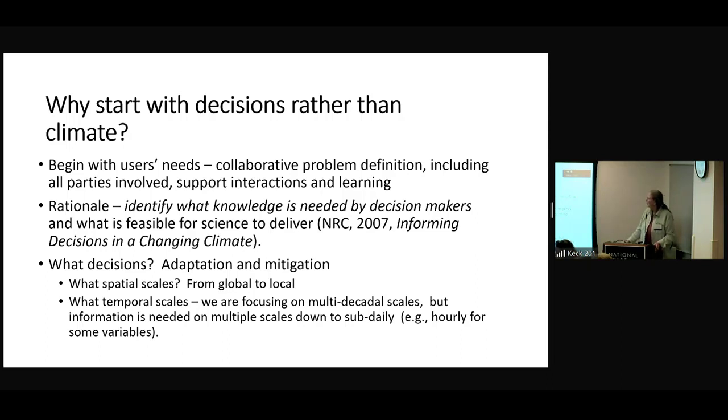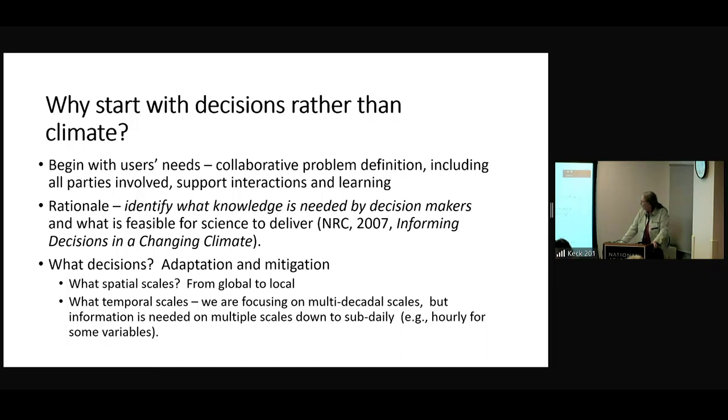So why start with decisions rather than the climate? Many of us who have worked in this area, not just climate change, but connecting it to the impacts and the people who will be making decisions, know that if you begin with the user's needs, you create a collaborative problem definition, including all parties involved. You can support interactions and learning. And the rationale really is to identify what knowledge is really needed by decision makers and what is feasible for science to deliver. And that's a direct quote from the National Research Council 2007 report, Informing Decisions in a Changing Climate.